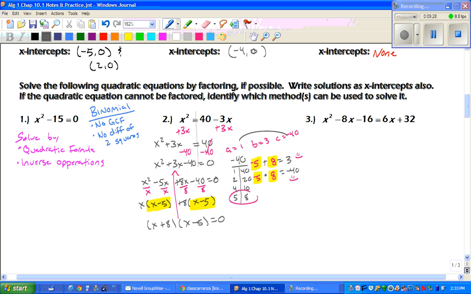Okay? I want to know what the intercepts are. So that's where we set each one of these equal to 0. And we get x equals negative 8 and positive 5. So our intercepts, which is what we're actually looking for, is negative 8, 0 and 5, 0.